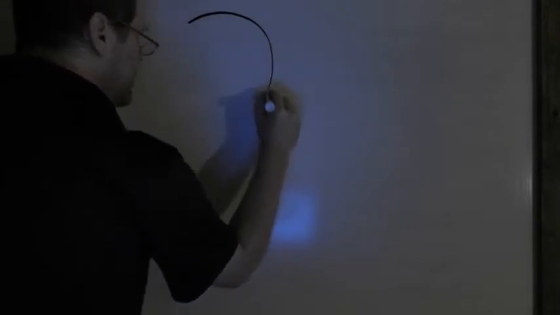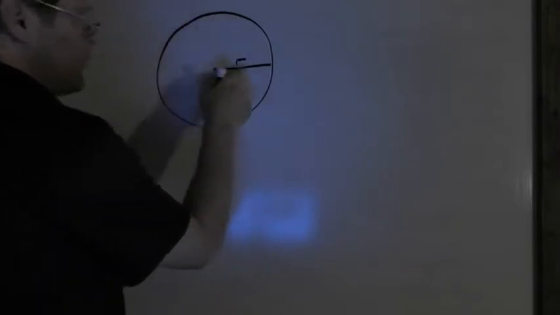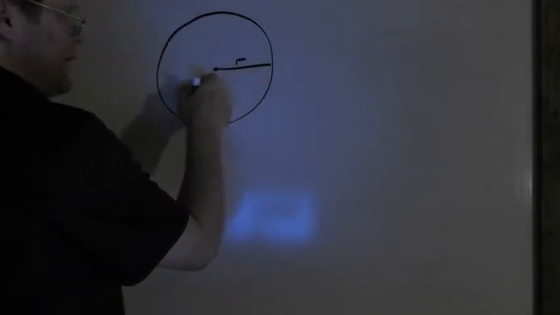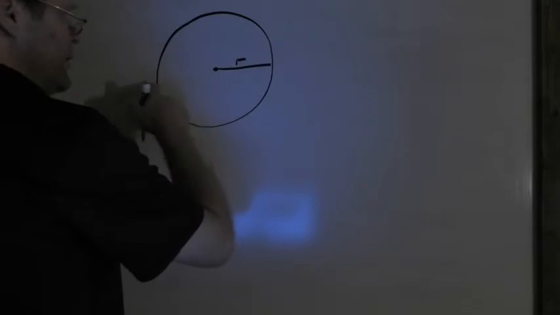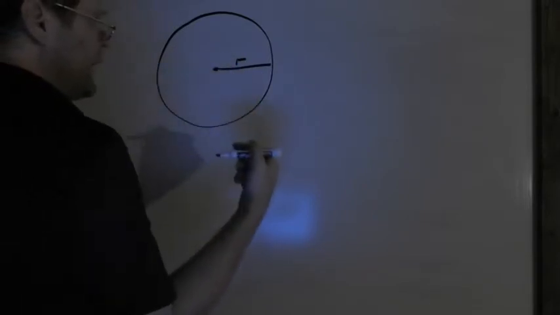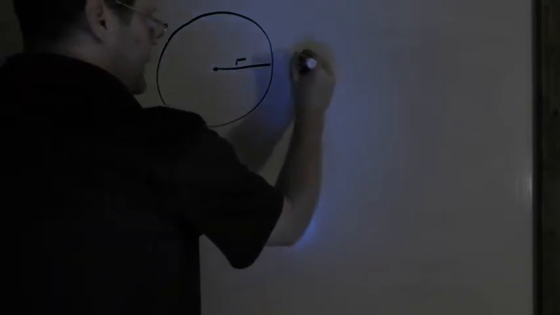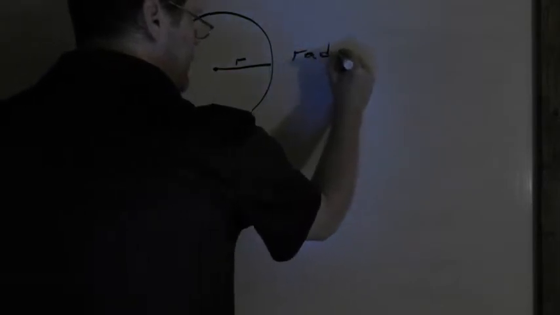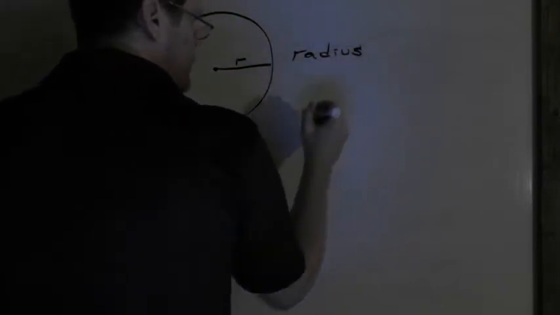Hello again. So we're going to talk a little bit about pi, and we're going to talk a little bit about circles. The first thing we might want to know is that this is the radius. The radius goes from the inside to the outside, half the distance across the circle. This is our radius. I'm going to write it out here because I like to write out things that I know how to spell.